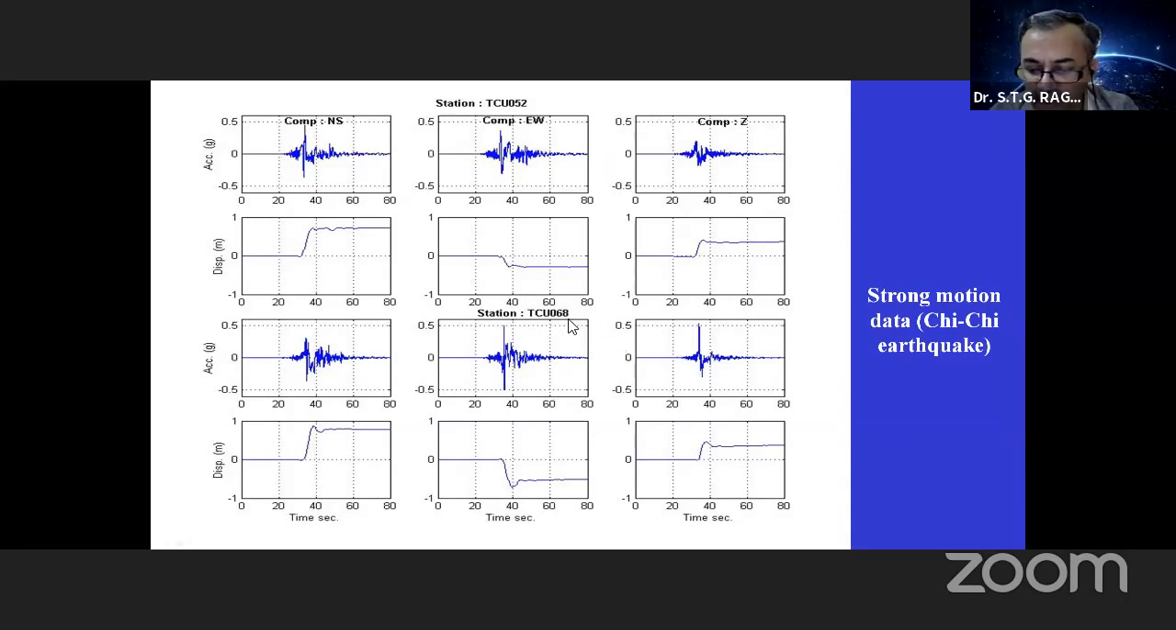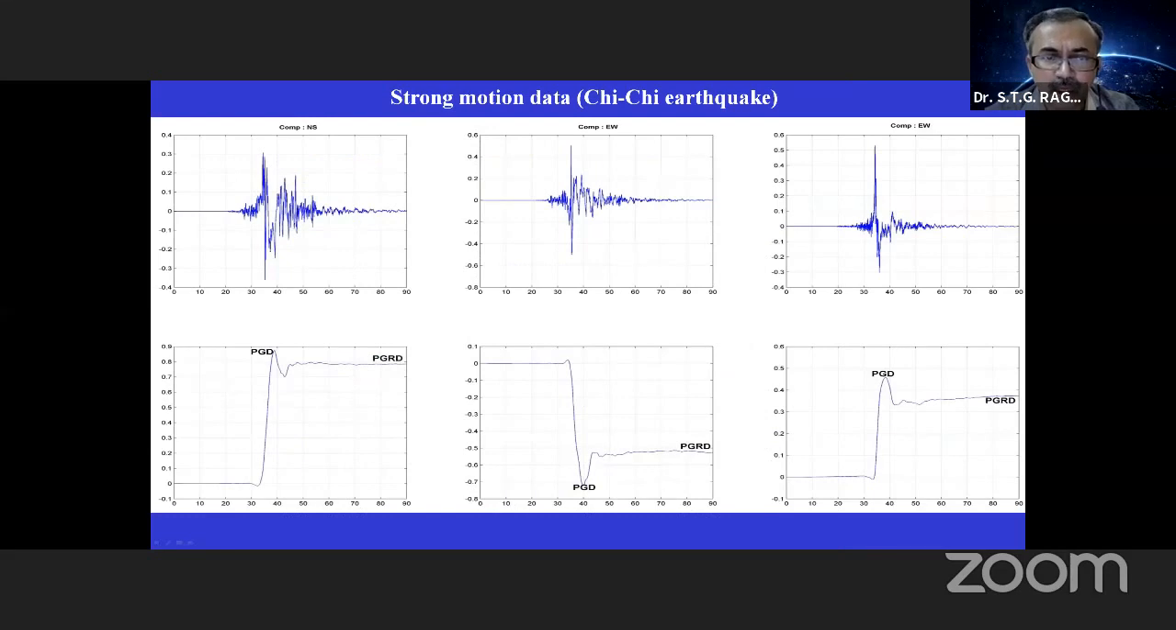Here also you can see this fling. I'm just zooming the previous figure so you can see. This is what we call the PGD, and this is the PGRD. Now when the station is very closely located to the fault, you will see this permanent ground residual displacement. When you are far away from the site, the permanent ground residual displacement will be zero. Everything will come back to the original position.